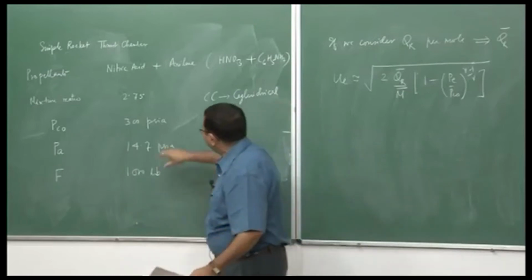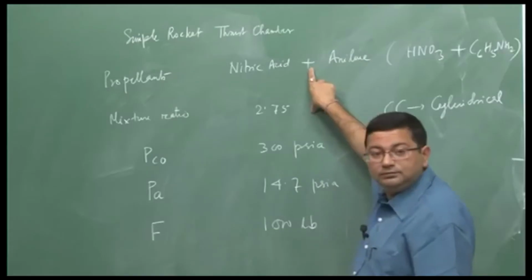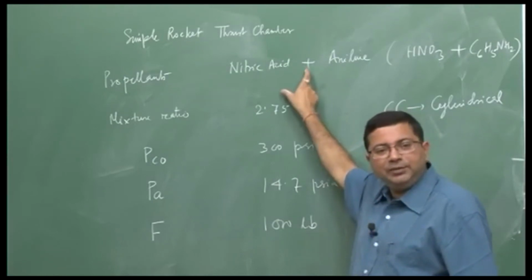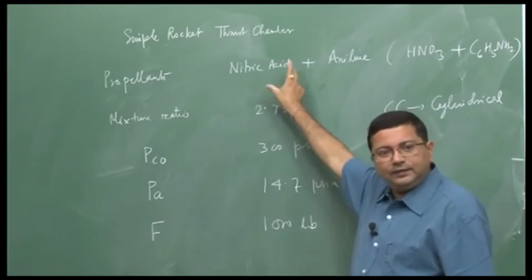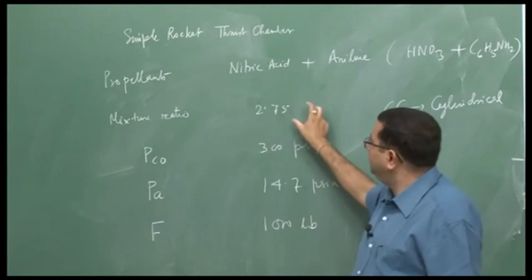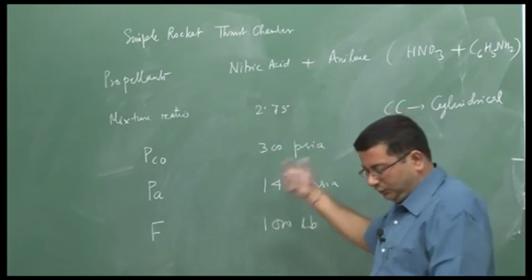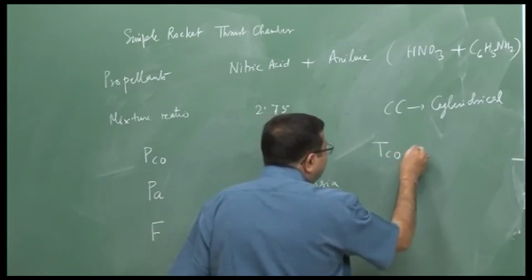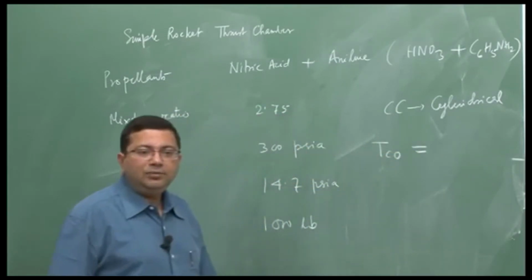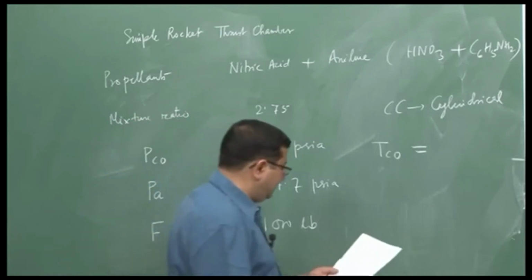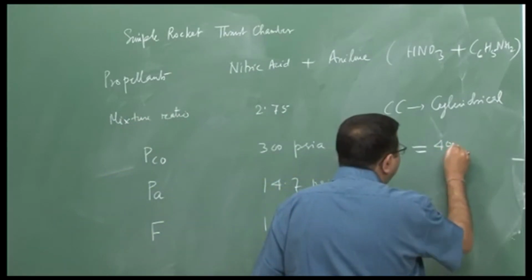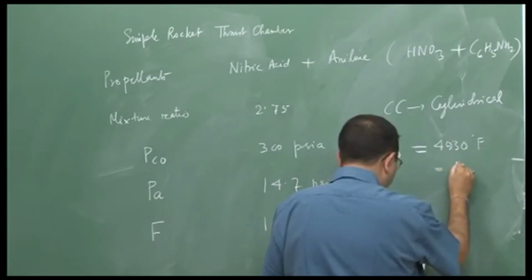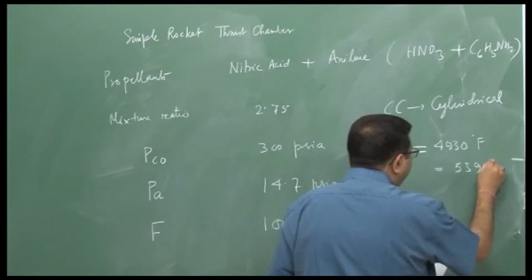The chemical analysis, as I have said, will give us certain parameters. So, from the chemical analysis of the product we get certain parameters for this mixture ratio, for this propellant. The chemical results give that the combustion chamber stagnation temperature Tc naught is 4930 Fahrenheit, which is also equal to 5390 Rankine.